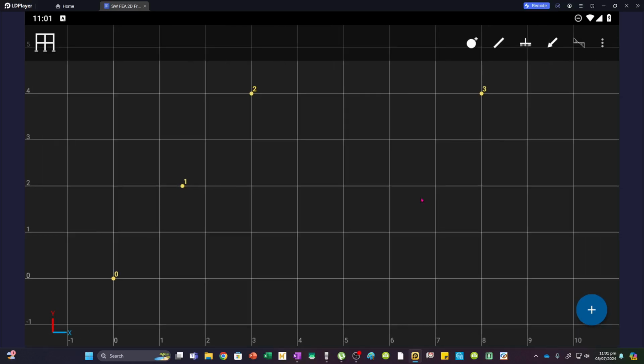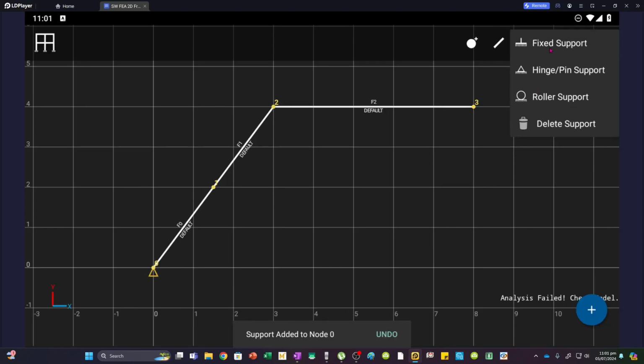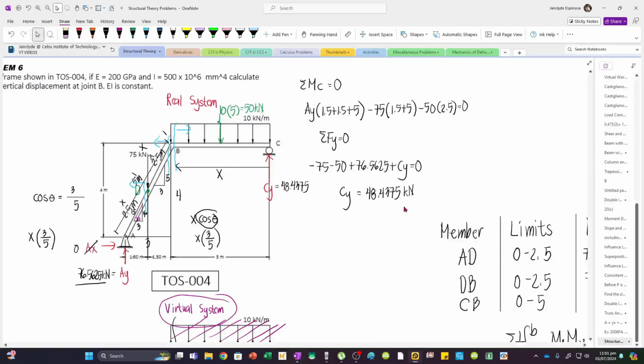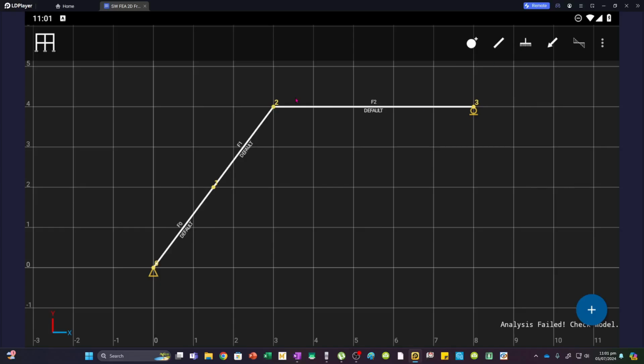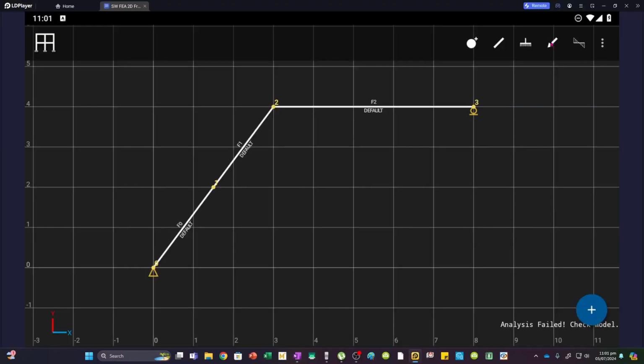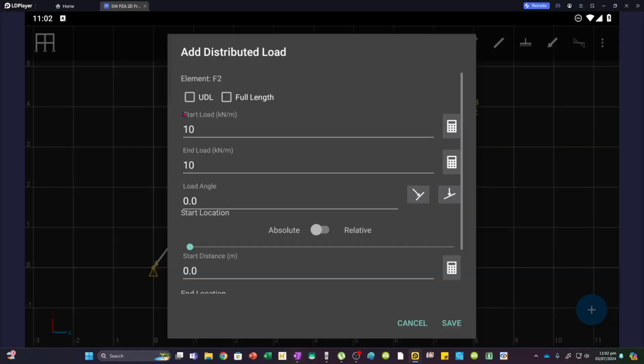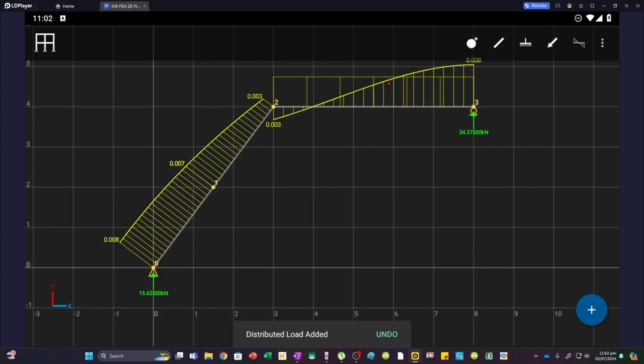And then, we're gonna add frame elements. So, let's connect the nodes. We have a frame element dito rin, saka dito. And then, we have a hinge support at A and a roller support at B. This is actually point C. And then, at this segment, we have a uniform load. So press this icon, go to distributed, and then click on the member. So press UDL for uniformly distributed load, and then we have 10. So save. Meron na tayong loads.